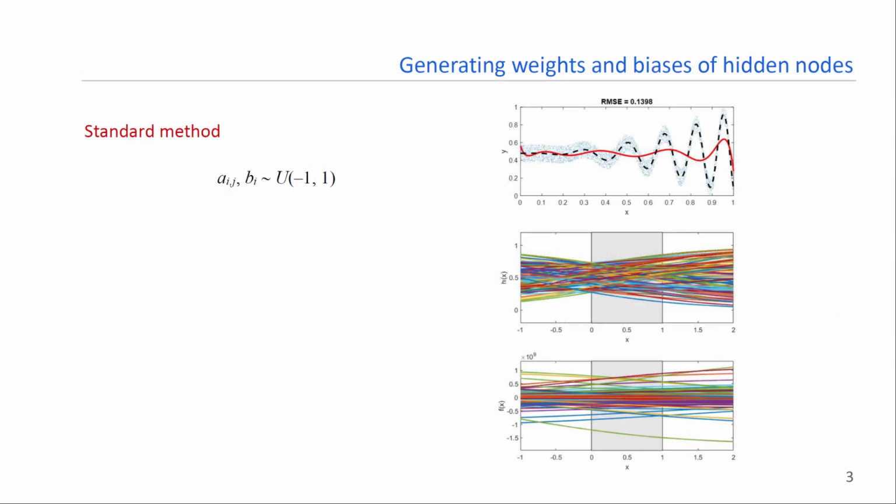Typically, the weights and biases are both selected from a uniform distribution over the fixed interval -1, 1. The sigmoids, whose parameters are selected from this interval, are shown in the middle panel. They are combined linearly. The lower panel shows sigmoids multiplied by the output weights. The sum of these functions gives the fitted curve, the red line in the upper panel.